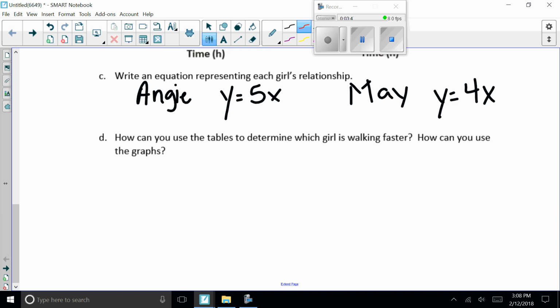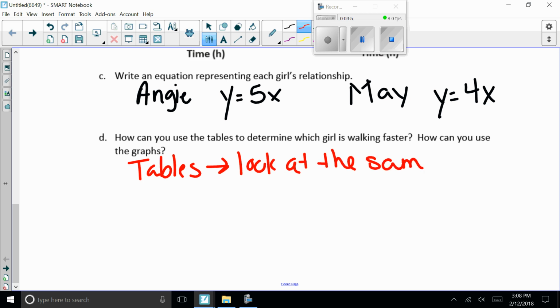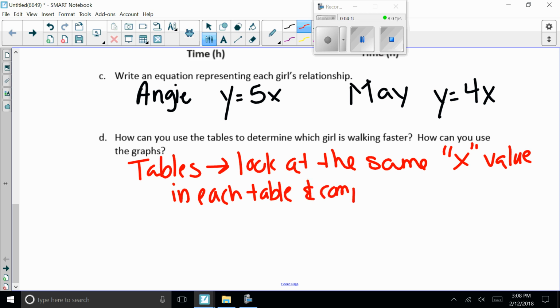So for tables, we are going to look at the same "x" value, and I'm putting that in quotations because it didn't have to be 1. It could have been 4. We could jump ahead to 50. It doesn't matter. In each table, and compare "y's." Again, I'm putting them in quotations because those y's are going to be different.